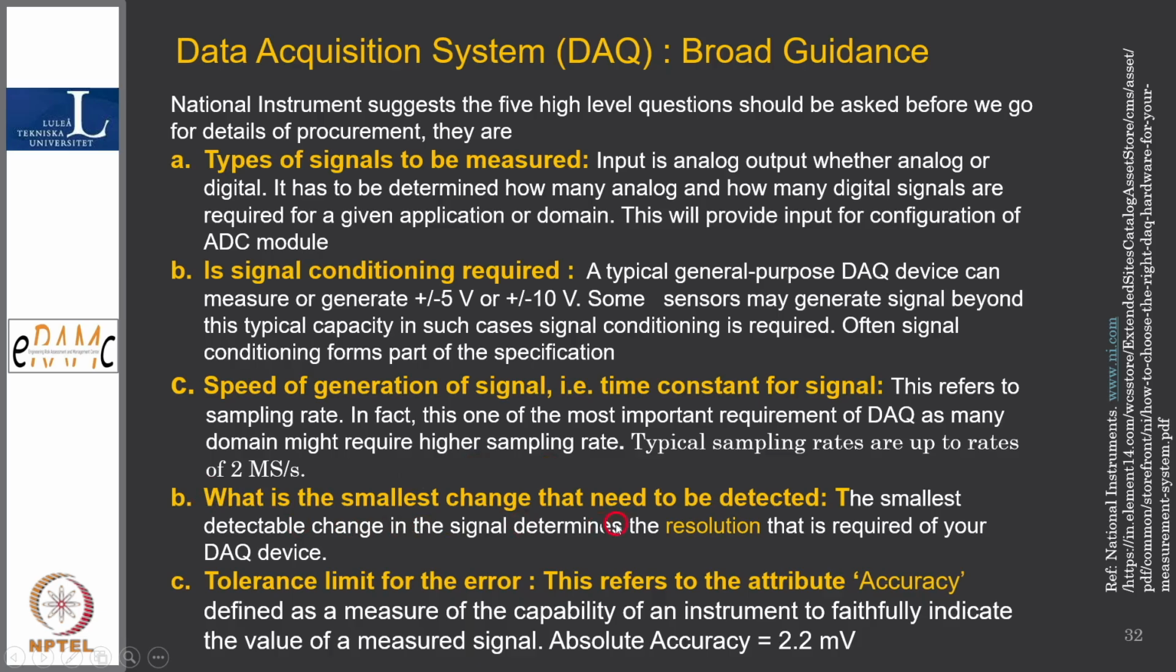And what is the small change that needs to be detected? It is told by resolution. If I have frequency ranging from, say, 1 to 1000, I should have that kind of resolution. But if my whole frequency band is limited to, let us say, 20 to 50, then that resolution should be there for that particular range. Then the tolerance limit for the error. This refers to the attribute accuracy, because what is actual should match the output also.